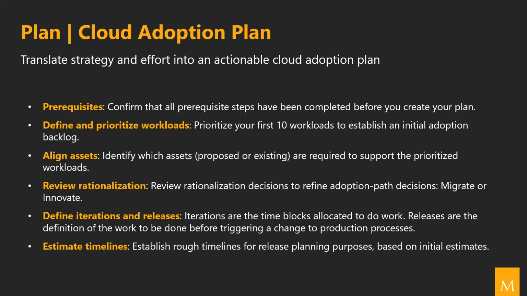And then it's reviewing those rationalization decisions and refining that further to make sure that you can either migrate your environment, or you need to innovate your environment. And that's a constant reviewing process that you go through as part of this cloud adoption journey, and that should also form part of your plan. And then there's defining those iterations and releases. So you're going to have time blocks allocated to do the work. The releases are definitions of the work that are going to be done, and then what triggers those releases to move them from a test environment to a production environment. And then you have your estimated timelines, so establishing those timelines.